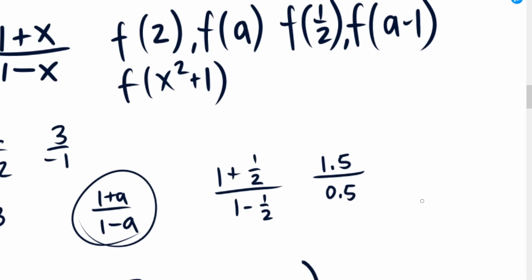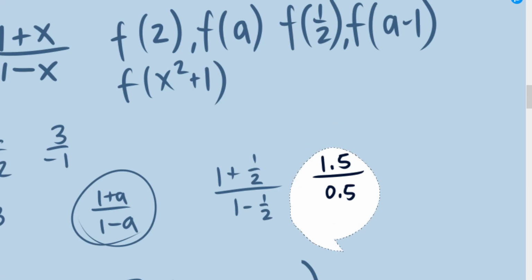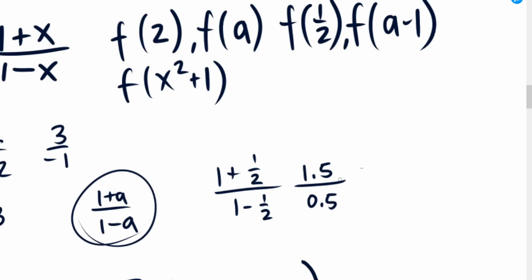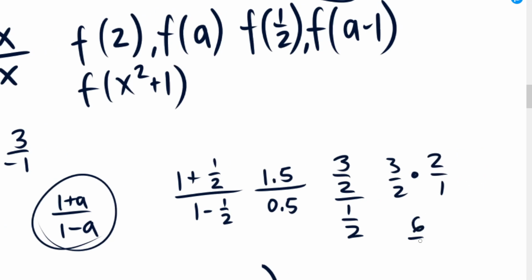You can write it however you want, at least in the homework assignment. I don't think it specifies whether it wants it in fractions or anything like that. You could do 1 and 1/2 or 3/2 over 1/2. So 3/2 over 1/2. This would be the same as 3/2 times 2 over 1, which will give you 6 over 2, which will give you 3. So 1.5 over 0.5 is equal to 3. So your f of 1/2 will be equal to 3.